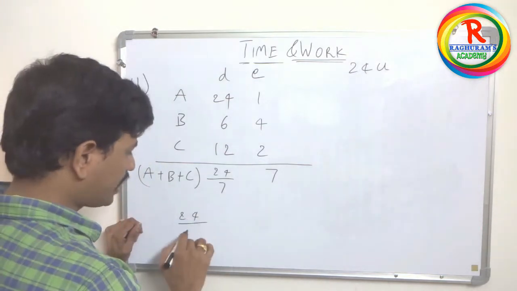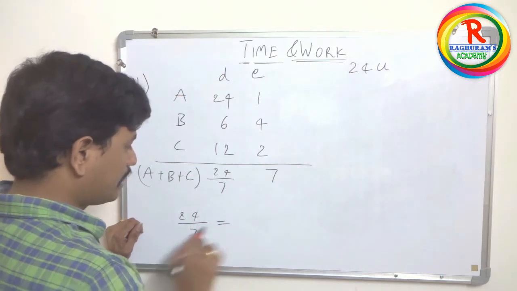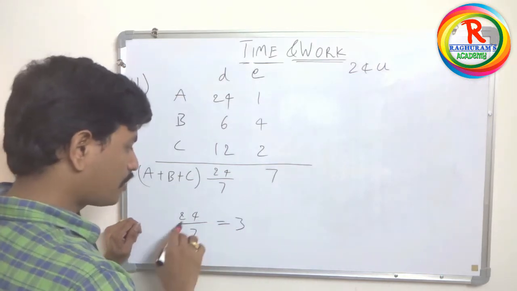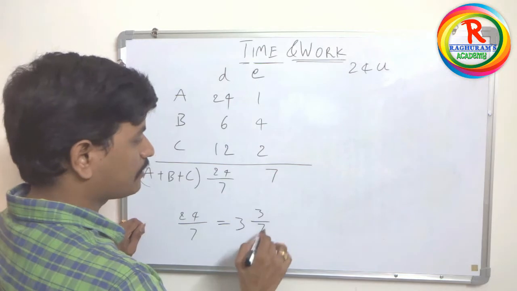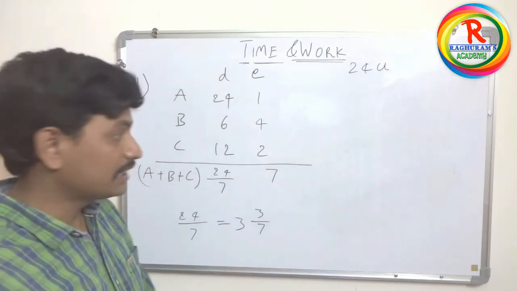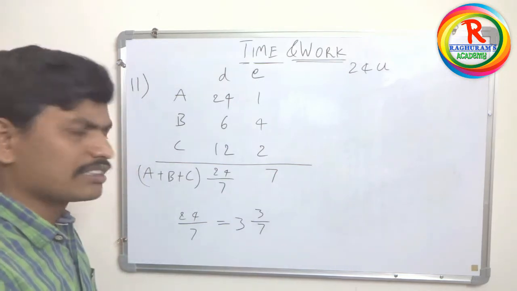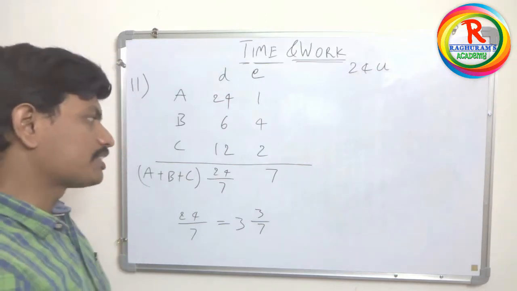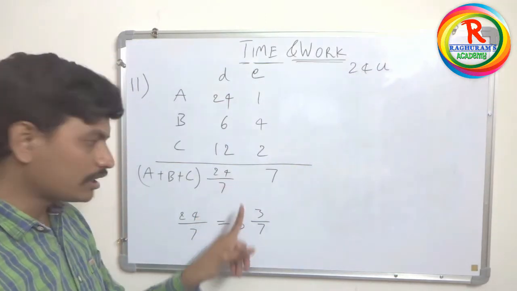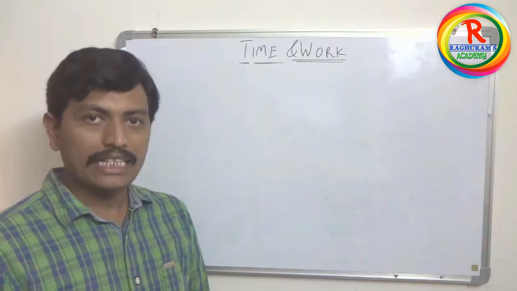Further, we can also write 24 by 7 as: 7 threes are 21. What is left? 3. 3 by 7. So they can complete it in 3 and 3 by 7 days. In the competitive exams, the options may give you 24 by 7 or 3 and 3 by 7, so keep that in mind. Let us see the next problem.